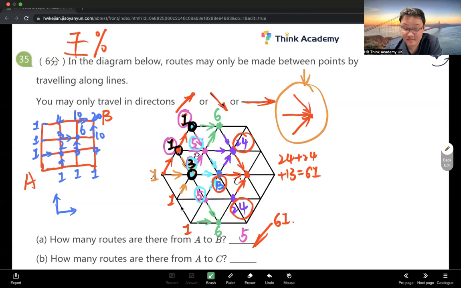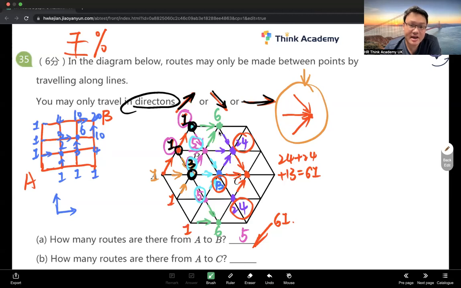So how do you get the spots? How do we get the 3 spots? Oh, that is because the question tells you that you can only go in these directions, right up, right down, or right.